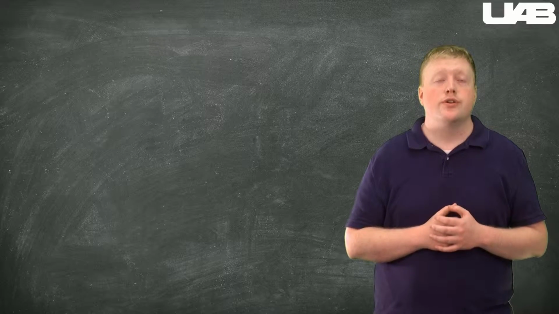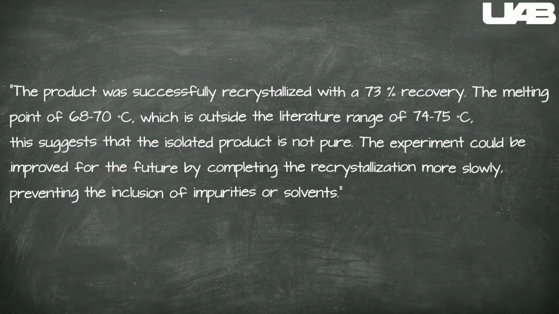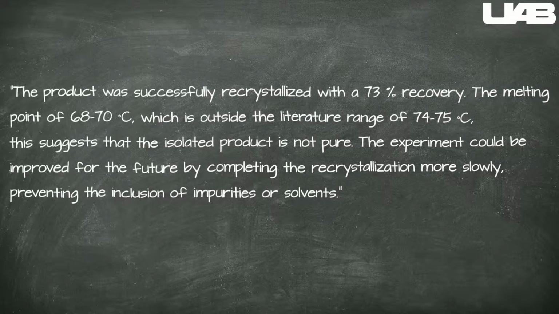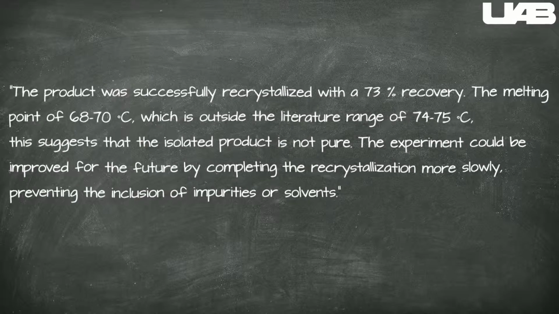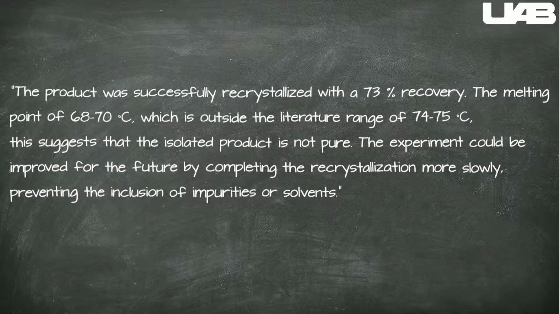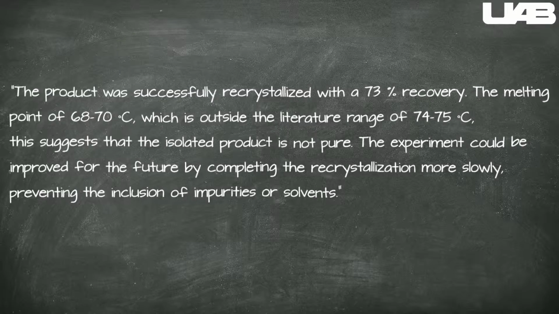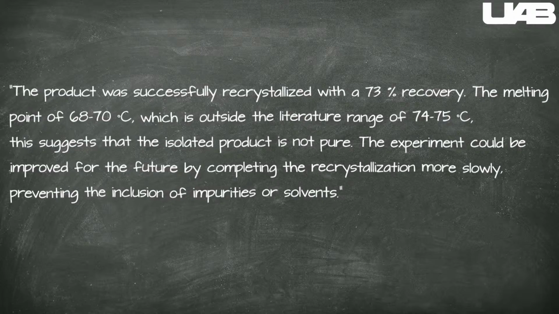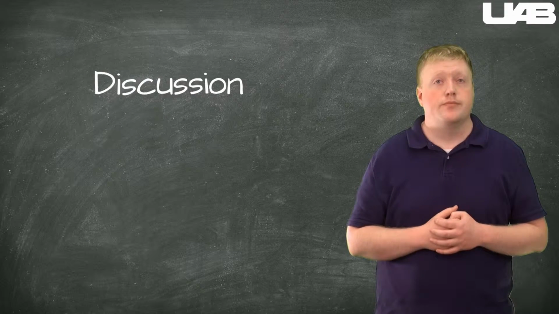An example conclusion could look like this. The product was successfully recrystallized with a 73% recovery. The melting point of 68 to 70 degrees Celsius is outside the reported literature range of 74 to 75 degrees Celsius. This suggests that the isolated product is not pure. This experiment could be improved for the future by completing the recrystallization more slowly, preventing the inclusion of impurities or solvent. So let's move back to the discussion section.